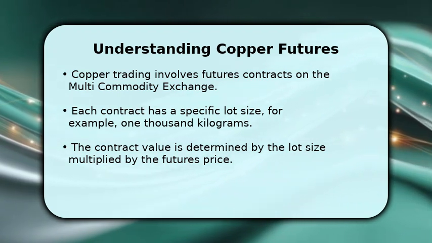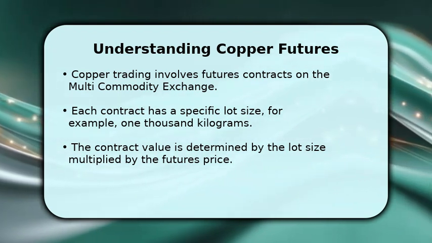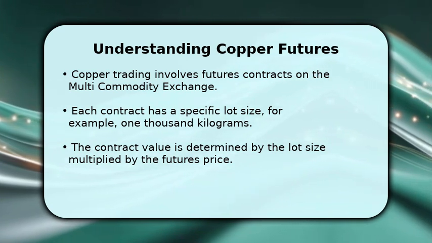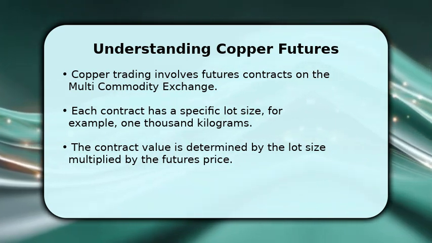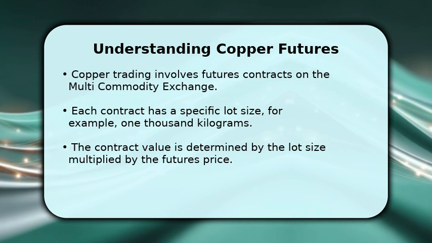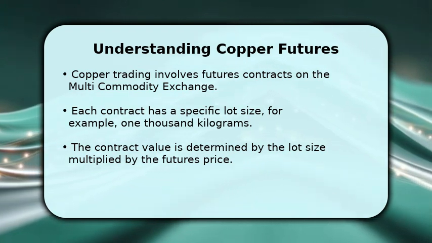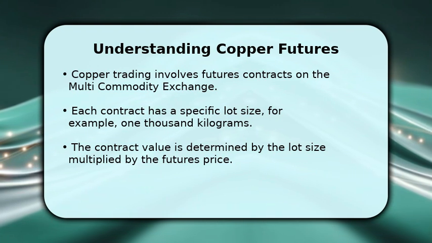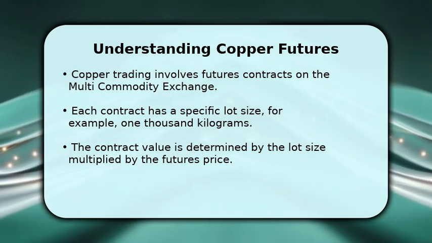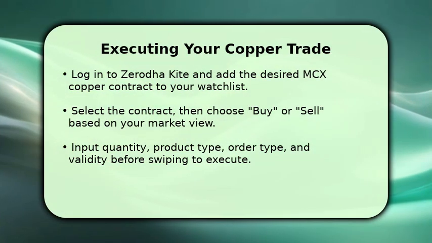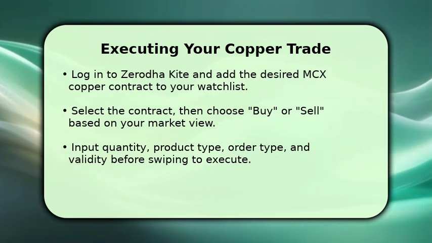Each copper contract has a specific lot size, which represents the minimum quantity you can trade, often 1,000 kilograms. The total contract value is calculated by multiplying this lot size by the current futures price, which is important for understanding your exposure. To place a trade, log into your Zerodha Kite platform.